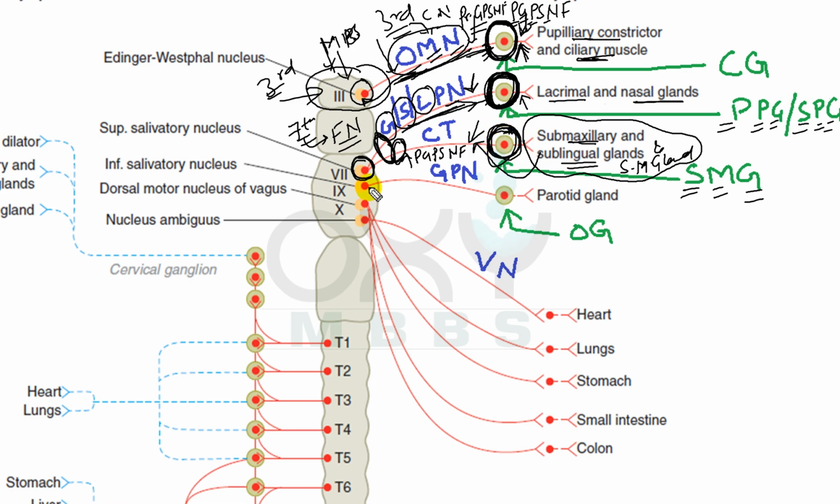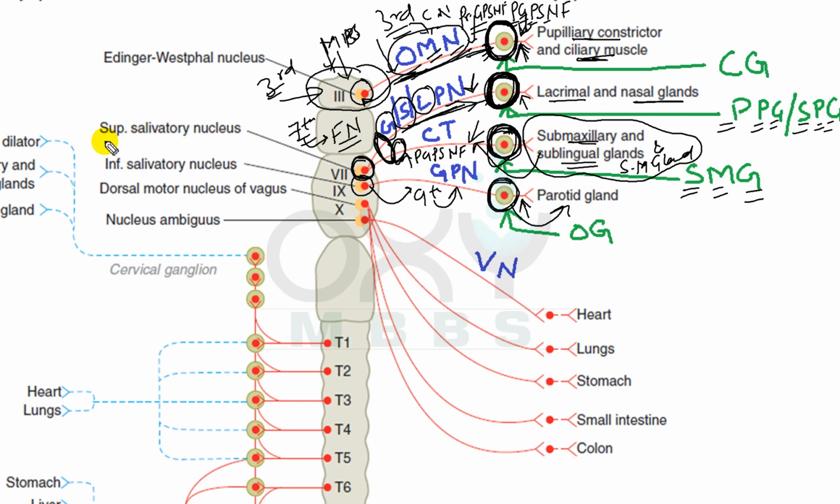Now coming to the inferior salivatory nucleus, and from this inferior salivatory nucleus, what is coming? Ninth cranial nerve, and that is the glossopharyngeal nerve, and part of this glossopharyngeal nerve makes synapse with the otic ganglion. This otic ganglion is responsible for giving postganglionic parasympathetic fibers to the parotid salivary gland.